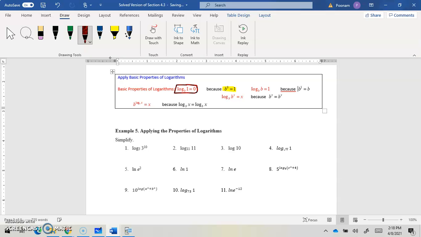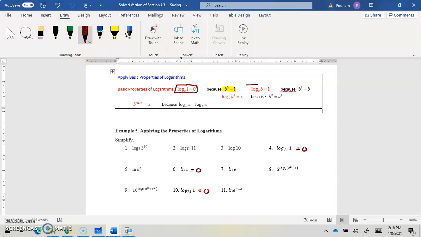So using this property, let's look at example number 5. Question number 6, natural log of 1 would be 0 because log of 1 is always 0, doesn't matter what the base is. Question number 10, the answer would be 0. Why? Log of 1 is always 0, no matter what the base is. Question number 4, log of 1 with base square root of 7 will also be 0.